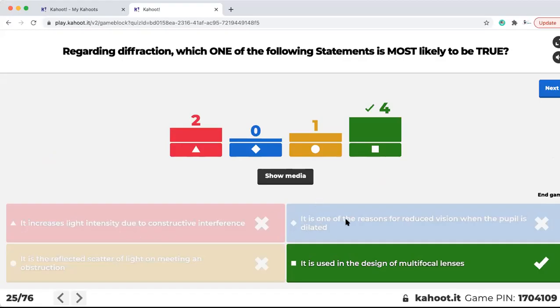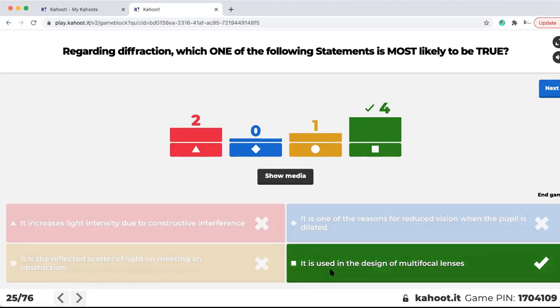It is one of the reasons for reduced vision when the pupil is dilated. No, it will be a reason for reduced vision when the pupil is small. It is reflected scatter of light on meeting an obstruction. No, when it meets an obstruction, it will undergo bending of light. So it is bending of the light on meeting an obstruction, no reflection here.